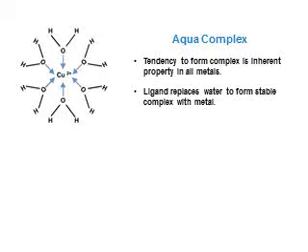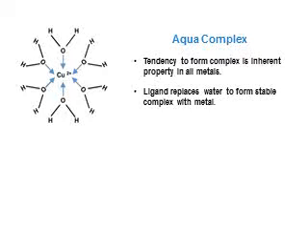Every metal has a high tendency to form a complex, even with water. The metal complex with water is called an aqueous complex. When we start the titration, a few moles of the ligand replace the water to form a stable complex with the metal, which means the metal complex is more stable than the aqua complex.